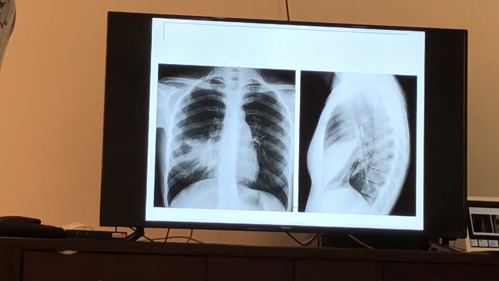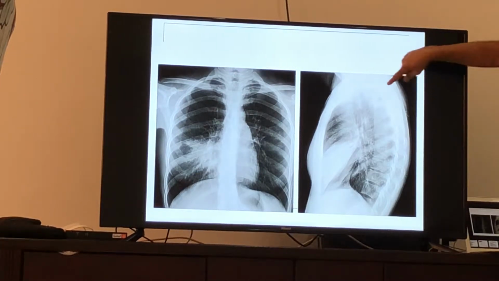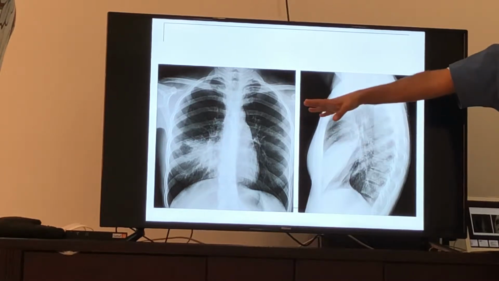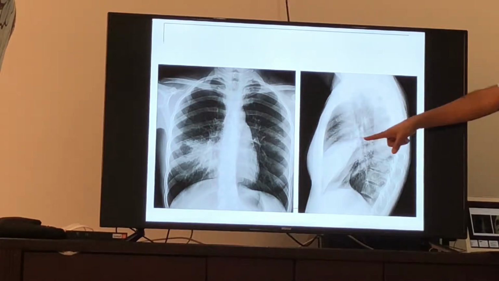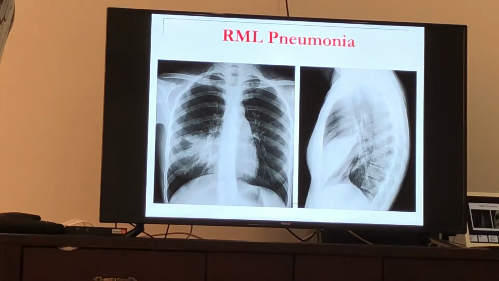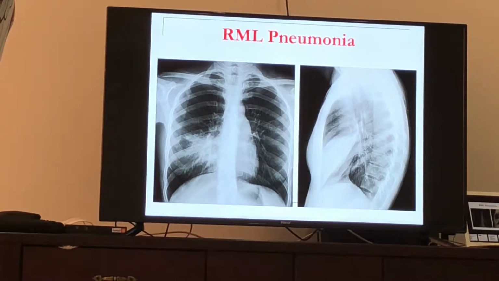Okay, let's switch. Where does it look like it is? Usually we have the fissure going down like this, and this is the right. So it looks like it's in the right middle. Simple and quick. With time, we want to dwell more, but I want to make sure that we're just getting the basics. Okay, let's try again.